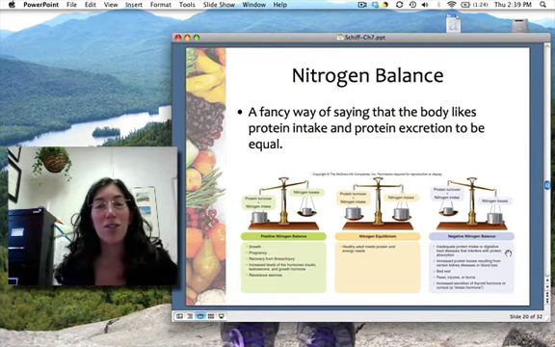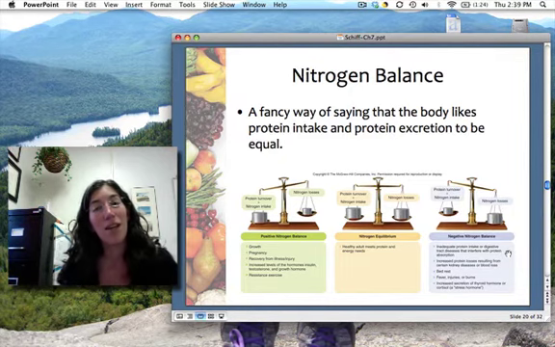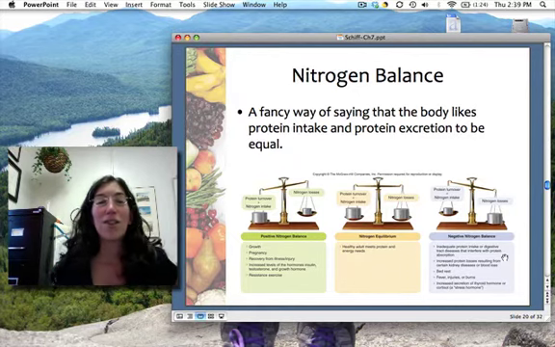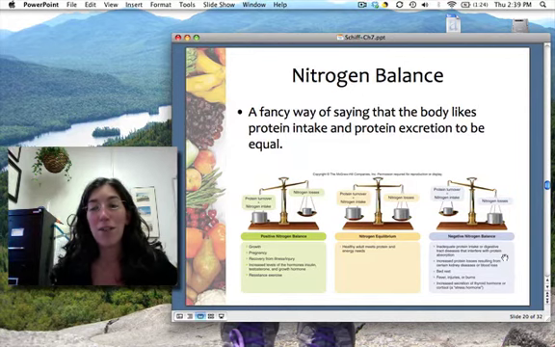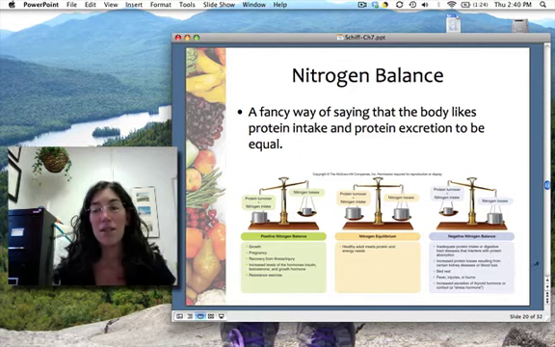Likewise, there are situations where you are in negative nitrogen balance, where you're excreting more protein than you are intaking, and those are usually disease states. So if you have a fever or injury, if you're bleeding, if you have a kidney disease, etc. So you want to strive for nitrogen equilibrium.